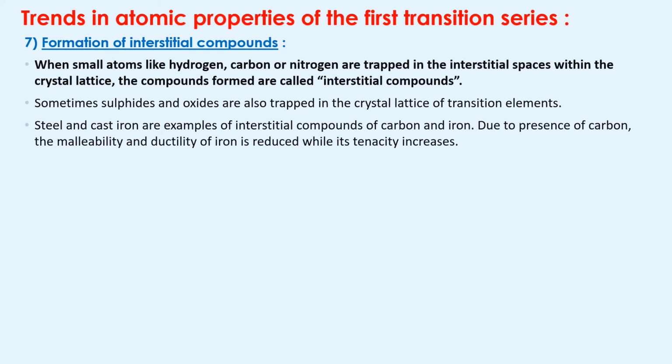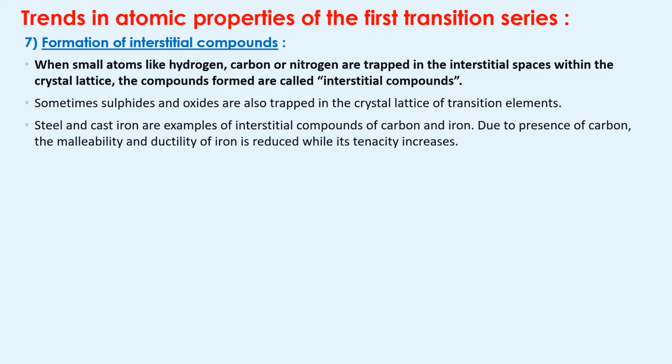Now the example for interstitial compound is steel and cast iron. Steel and cast iron are examples of an interstitial compound of carbon and iron. Means in this case iron is your transition element. In that crystal lattice carbon is trapped.